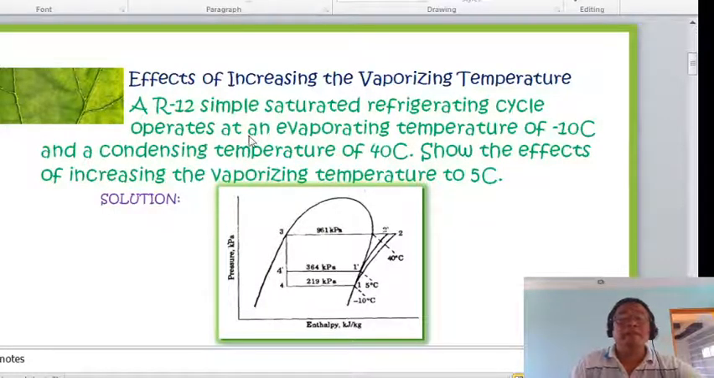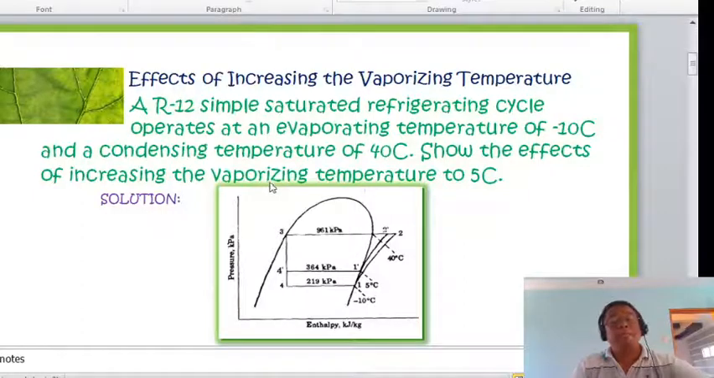Take note, class, at -10 this is lower. So if water is under this temperature, water is no longer liquid but it is solid, because the freezing temperature of water is at 0. Imagine this is at -10. But here at 5 degrees, water will not solidify at this temperature, class.